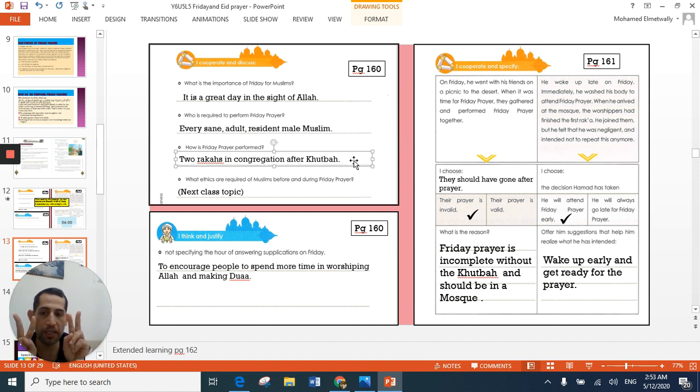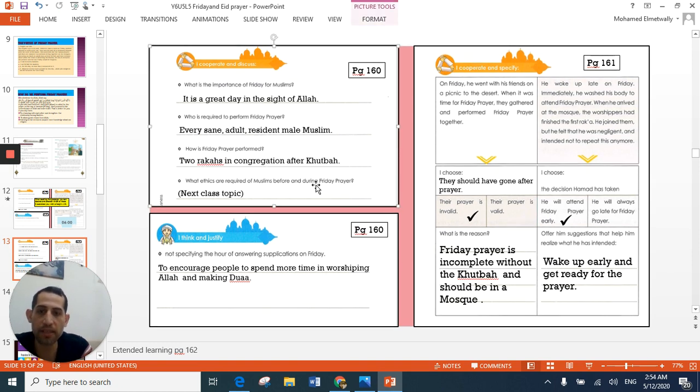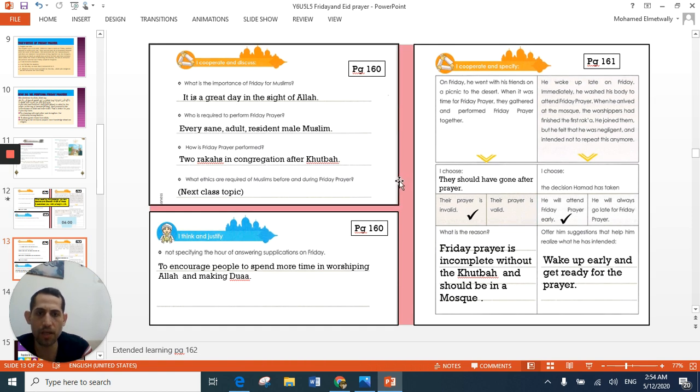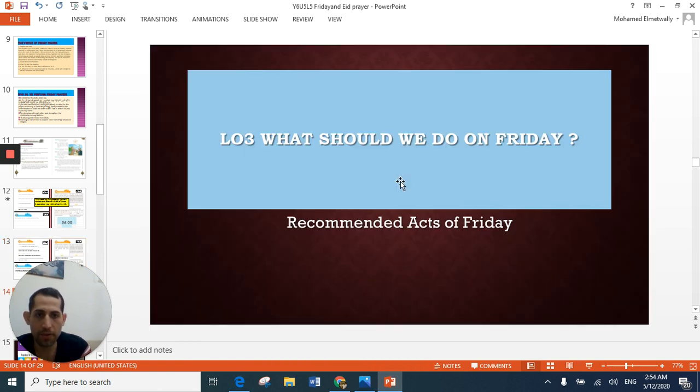Friday prayer: two khutbahs and two rak'ah. Notice this. Another challenging question: what is the difference between Friday prayer and Eid prayer? Inshallah, we'll explain Eid prayer in the second period of this lesson. And what are the ethics required of a Muslim before and during Friday prayer?